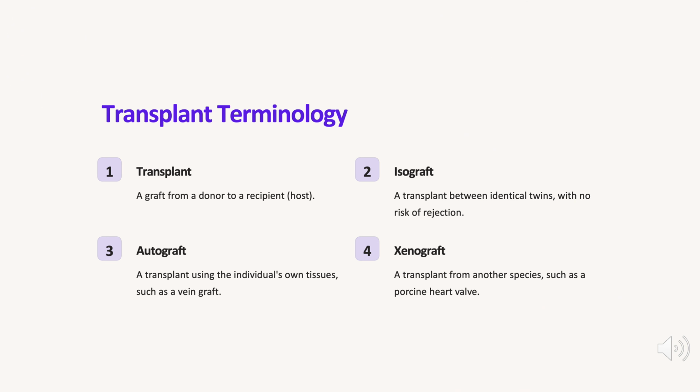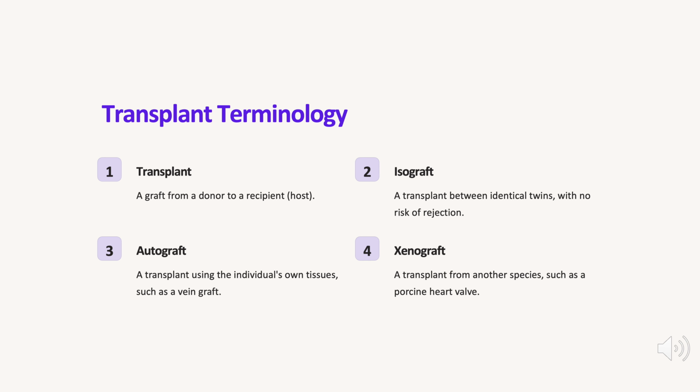In the realm of transplantation surgery, understanding key terminology is essential. Here are some fundamental terms. 1. Transplant. This refers to the process of transferring an organ or tissue from a donor to a recipient, often referred to as the host. 2. Isograft. This type of transplant occurs between genetically identical individuals such as identical twins. Isografts typically have a minimal risk of rejection due to genetic similarity.